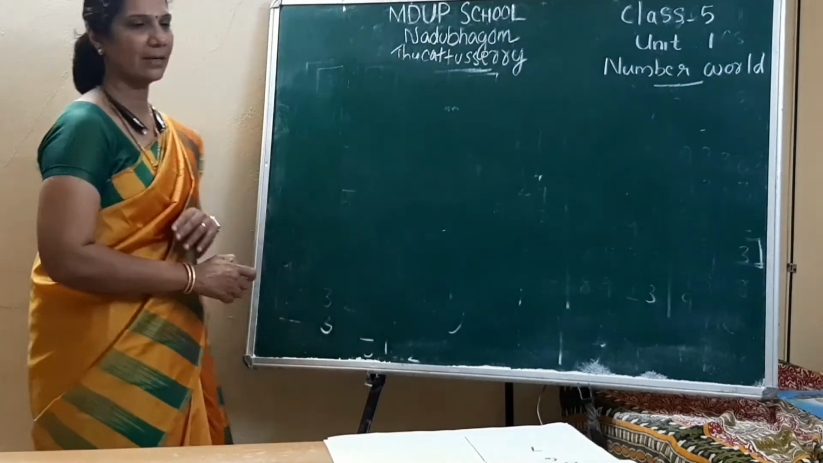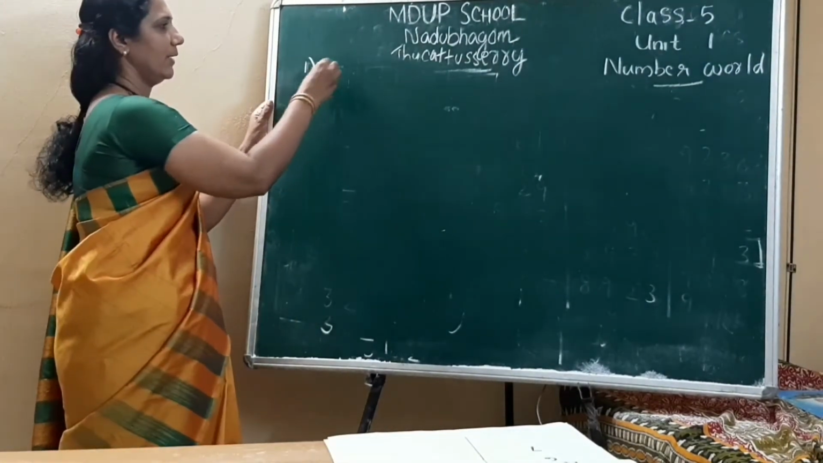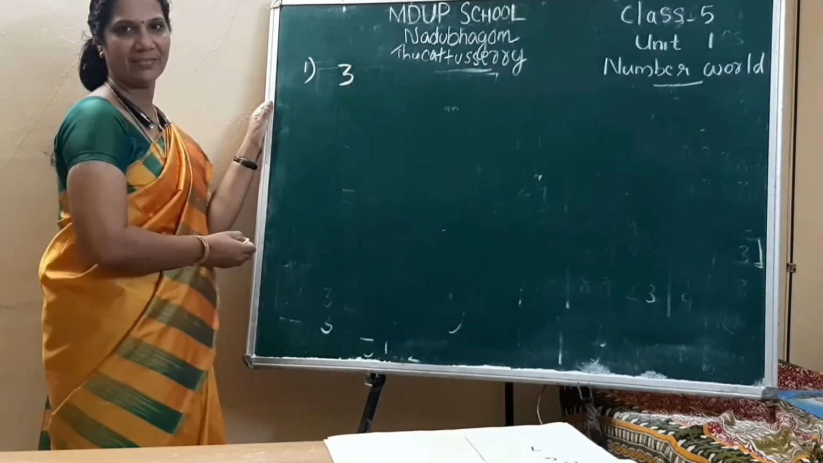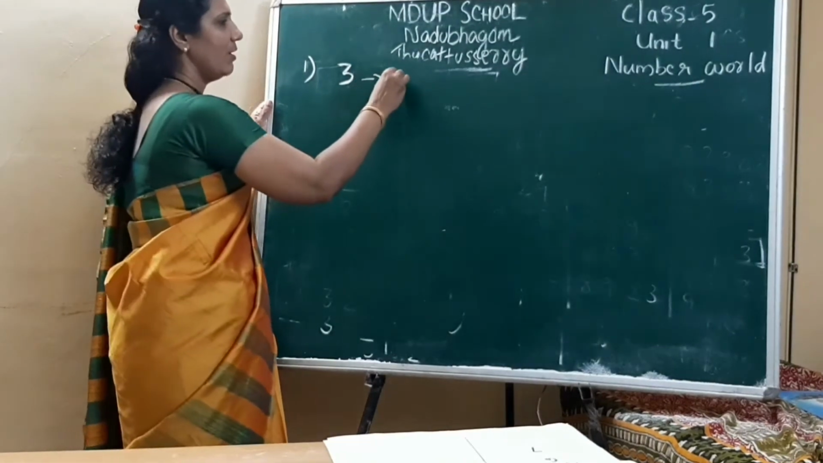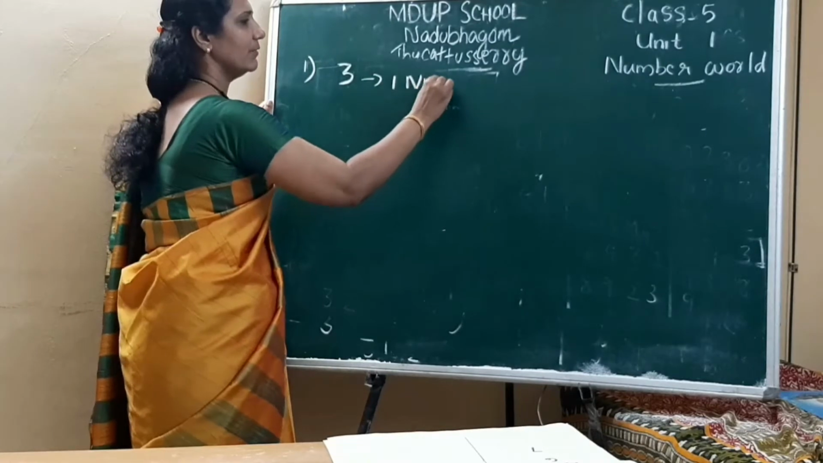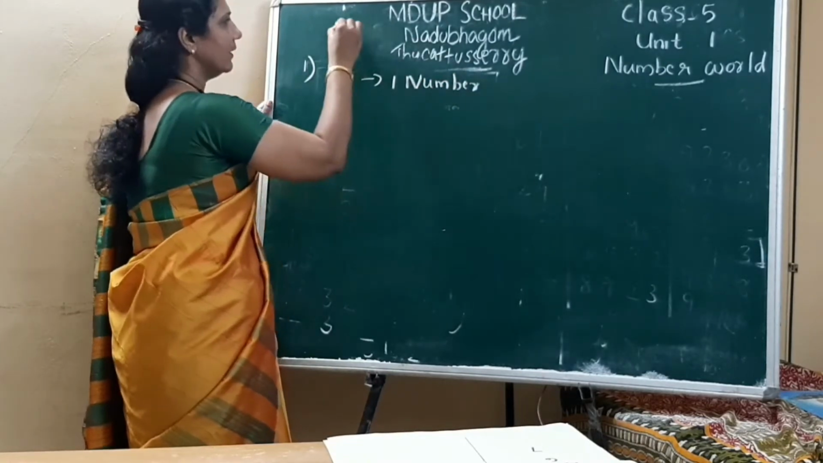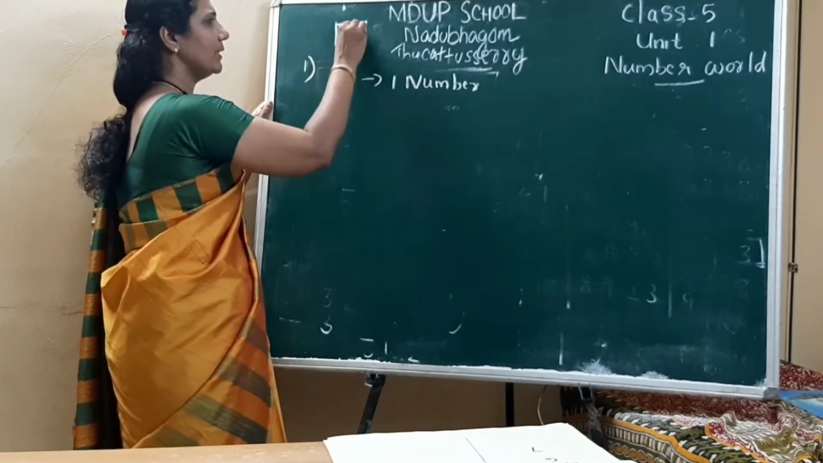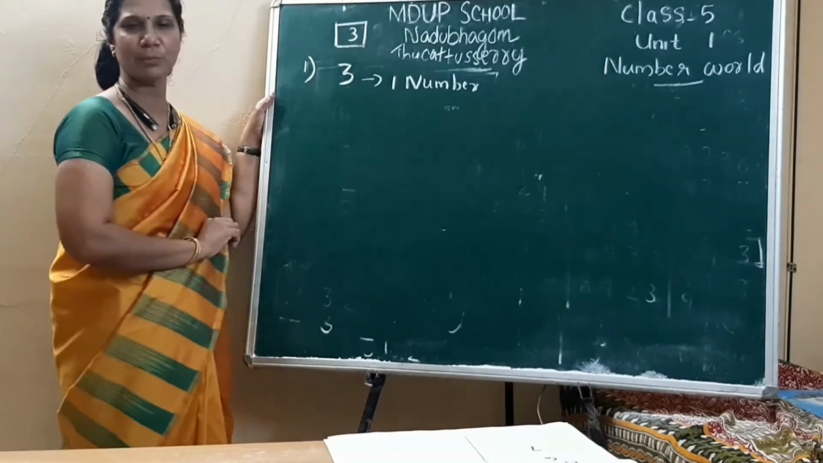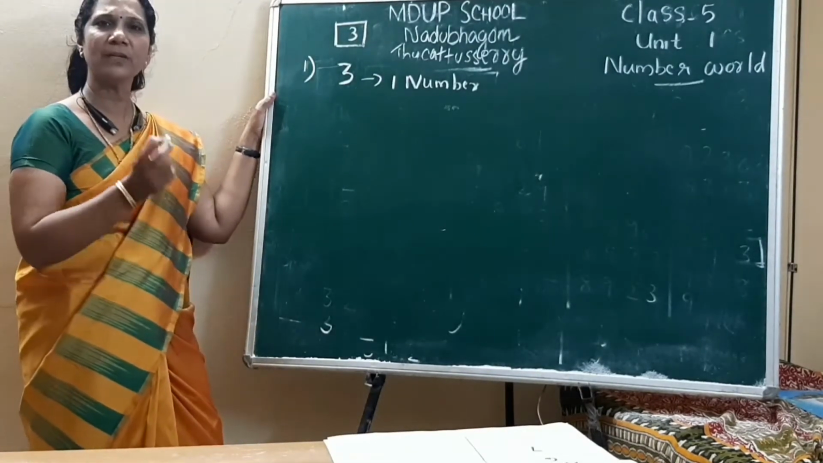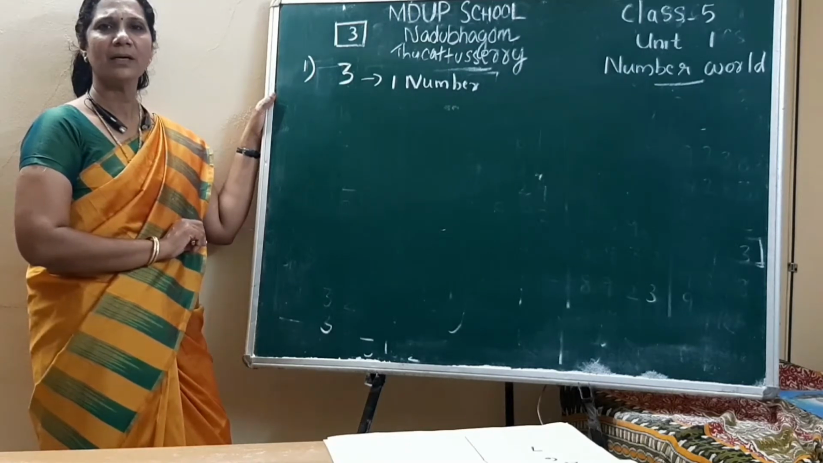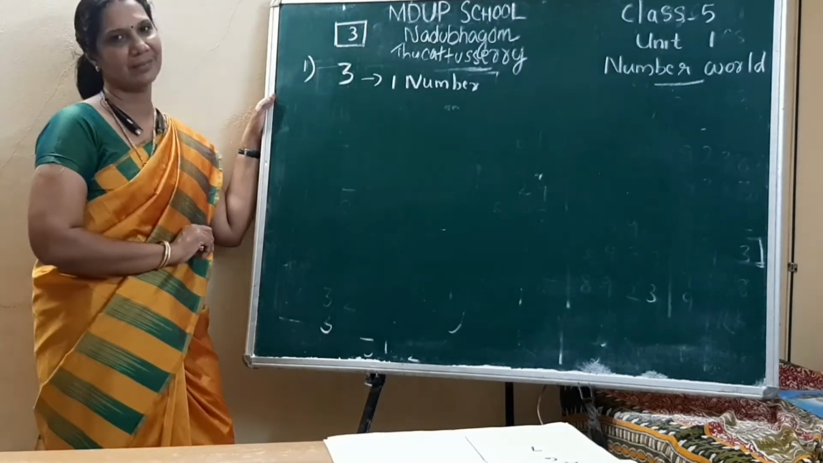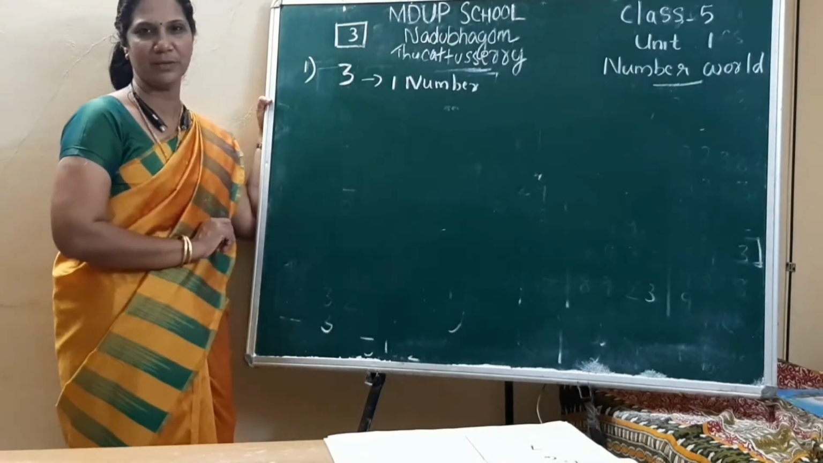Okay, go to answer. Okay, 3. Very good. How many numbers? Only one number is possible with the digit 3. If in the place of 3 you get any other number, how many numbers are possible? There also only one number is possible.